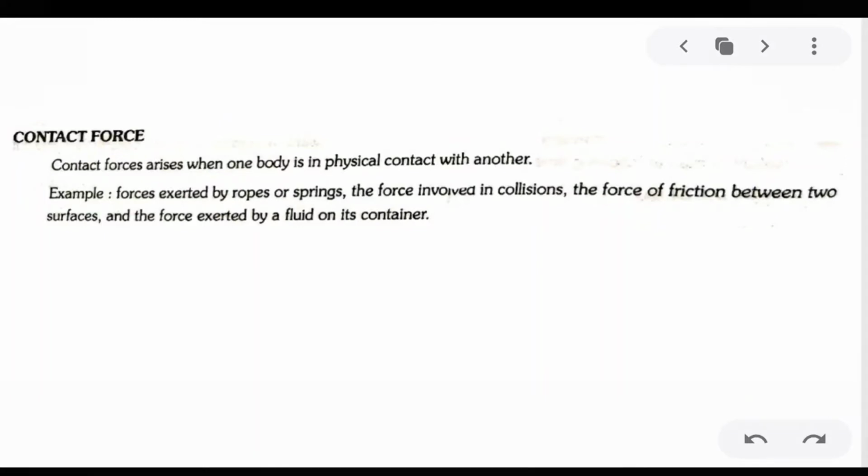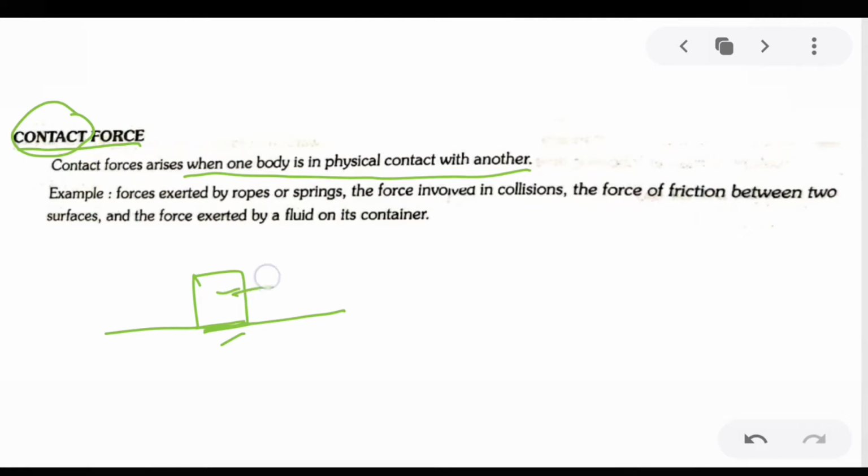Hi everyone. So in this video, I'm going to discuss the topic of contact force. As the name suggests, contact force arises when one body is in physical contact with another body. Suppose this is one body and this is the horizontal surface. This body is in contact with the horizontal surface, so here we will have a contact force.